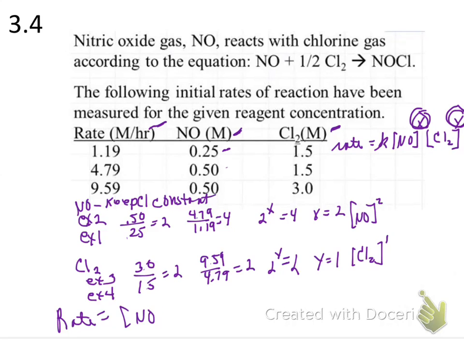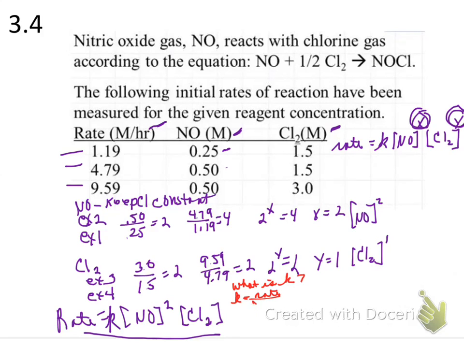So the overall rate is going to be the concentration of NO squared times the concentration of chlorine. And if I go back, I need a K here, right? So let's say we're asked to solve for K. Let's figure out what we would do there. I can take any one of these 3 experiments and plug the values into my rate expression and calculate K.